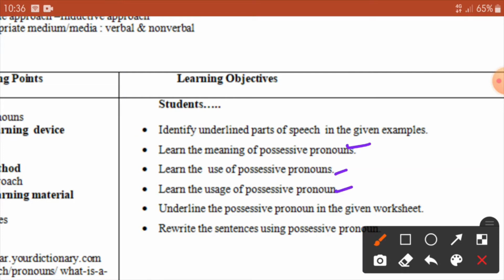So these are the three major objectives of your illustration with examples when you are teaching a grammar item. Then I have mentioned here: underline the possessive pronoun in the given worksheet. If you are giving a worksheet, that can be given there. Rewrite the sentences using possessive pronouns. As your class is only 10 minutes, this objective and this objective can be removed. I had made it for a little longer duration, so I added these objectives. I think it is clearer to you.